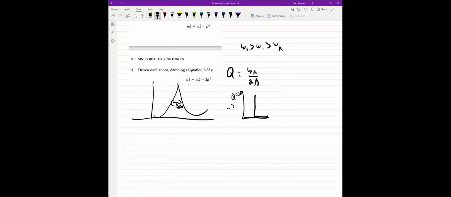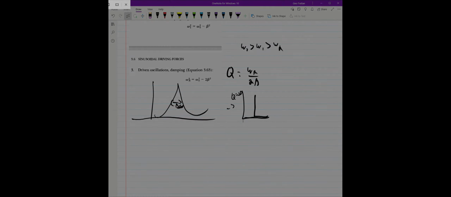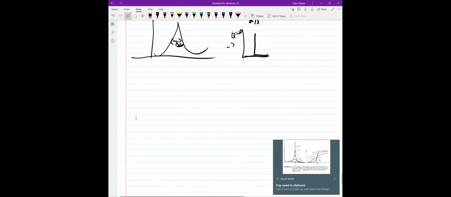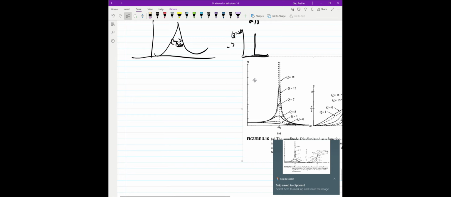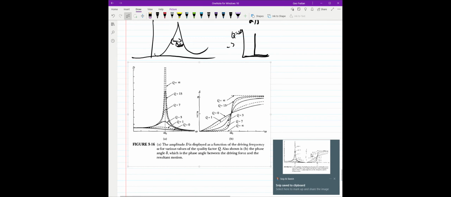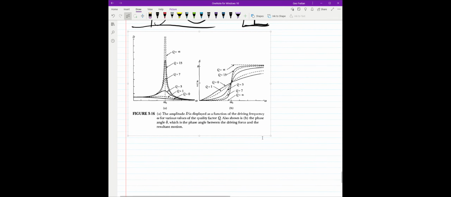But okay. Let's look at some graphs, because my drawing's not good. But okay. Here's kind of what I was drawing, d versus omega, and here I guess is delta versus omega. We see again how Q changes. But okay.